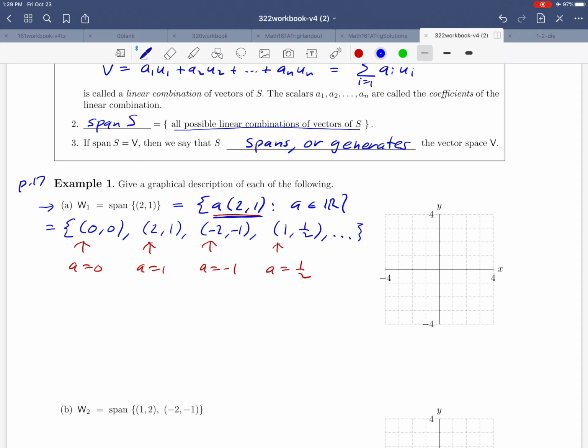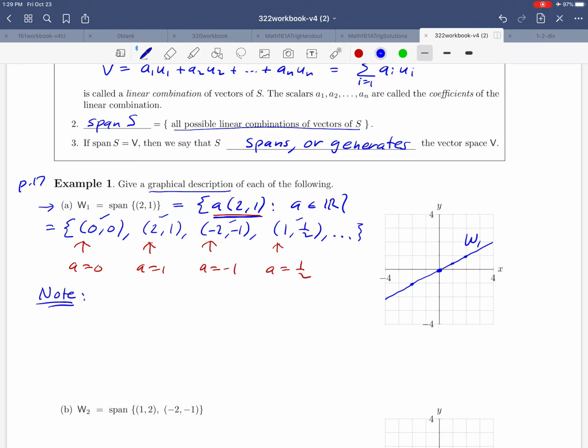Now they ask us to also give a graphical description of these. So let's plot the points that we've generated so far. Starting with (0, 0), that's right here at the origin. Then we come to (2, 1), that's over here. And then (-2, -1), that's down here. And then finally (1, 1/2). I'm wondering if you notice anything interesting about the pattern of points that we're generating here. Notice that they all lie on a line. And that line in R2 is the set W1 that we're talking about.